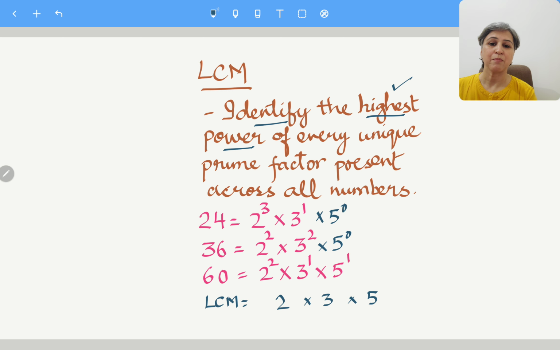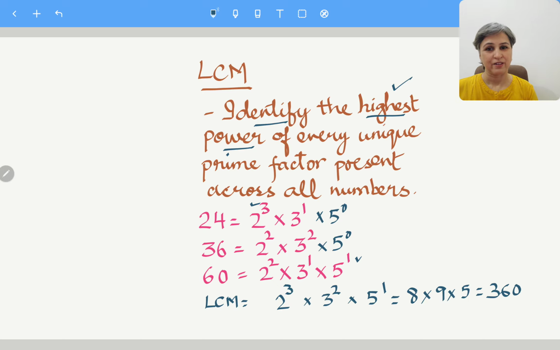Now the highest power of every prime factor. The highest power of 2 is 3. For 3 it's 2, and for 5 the highest power is 1, and we multiply them together. So 2 to the power 3 is 8, 3 squared is 9, and 5 to the power 1. So 8 times 5 is 40, 40 into 9 is 360. So LCM is 360. This is how we can find the LCM and HCF using the same factor set.